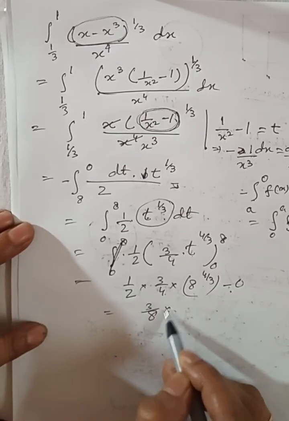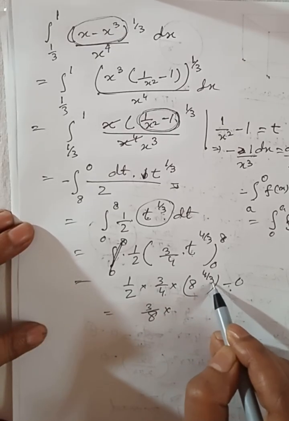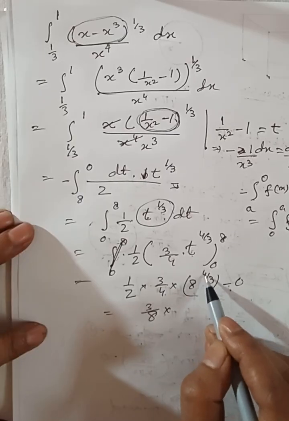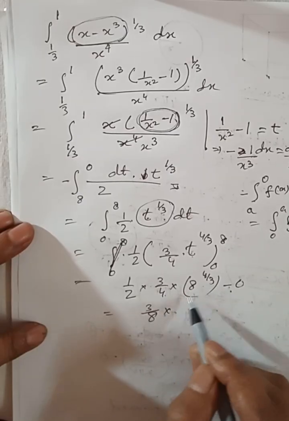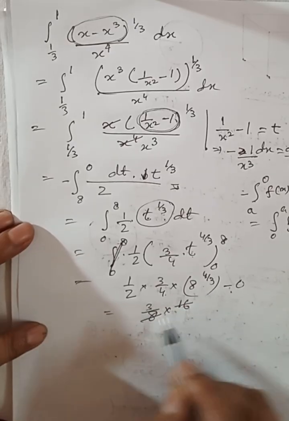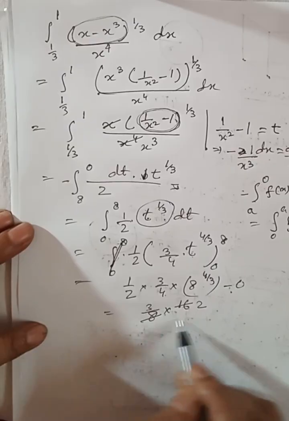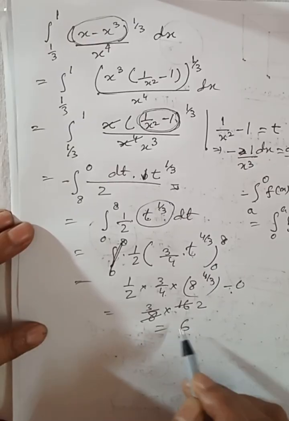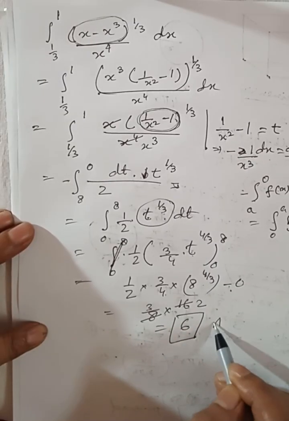3 by 8, t to the power 1/3 means 2, 2 to the power 4 means 2 to the power 4, 16. Now cut 8 and 16, 2. Next, this will be 6. This is the answer.